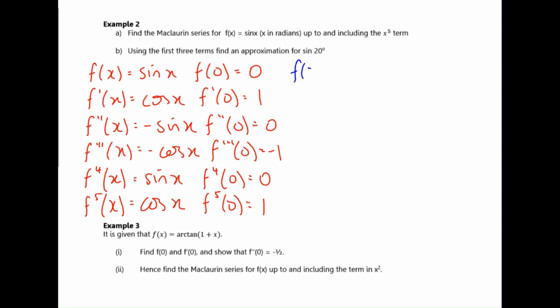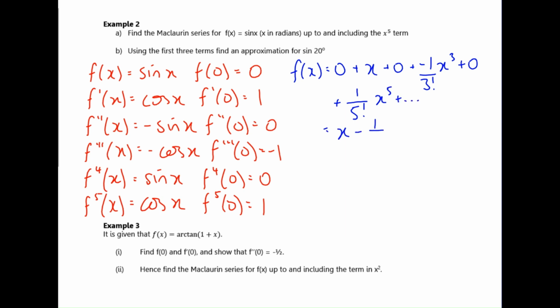Using your formula and sticking all of this in, say f of x is f of 0, which is 0. Then f dashed of 0, which is 1 times x. Then f double dashed of 0 times x squared over 2 factorial, which is 0. Then plus f triple dashed of 0 over 3 factorial times x cubed, plus another 0, and then plus 1 over 5 factorial x to the 5. Tidy this up, you can write this as x minus 1 over 3 factorial x cubed plus 1 over 5 factorial x to the 5. There's no need to evaluate the factorials if you don't want to.